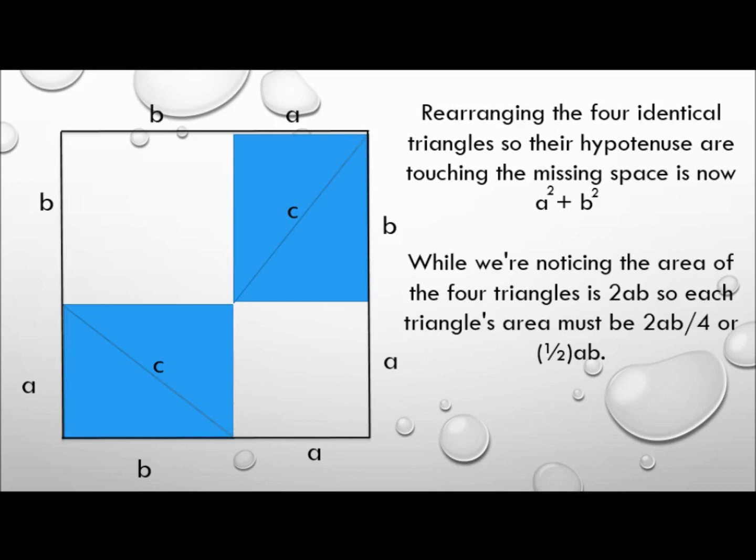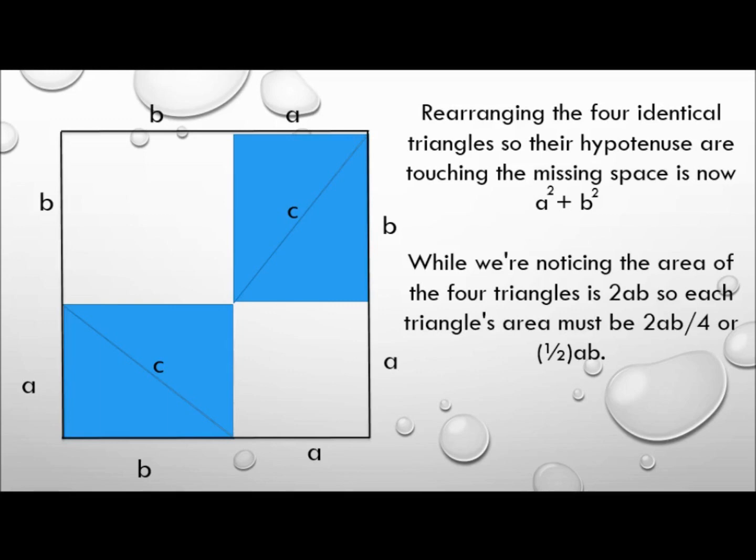Another thing you might notice is that the area of the big square is a plus b all squared. That is to say, the length of each line of the big square is a plus b. So this can work as visual evidence that a plus b all squared is a squared plus b squared plus 2 times a times b.